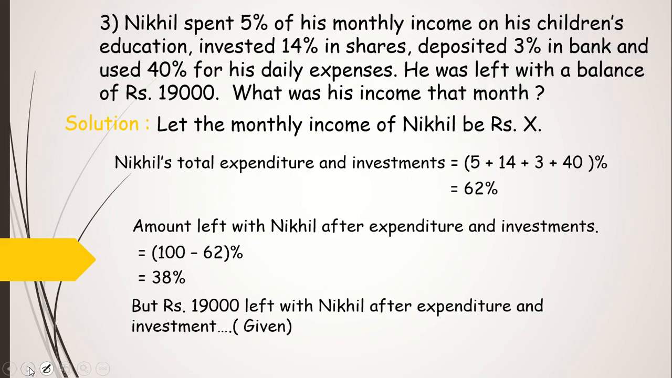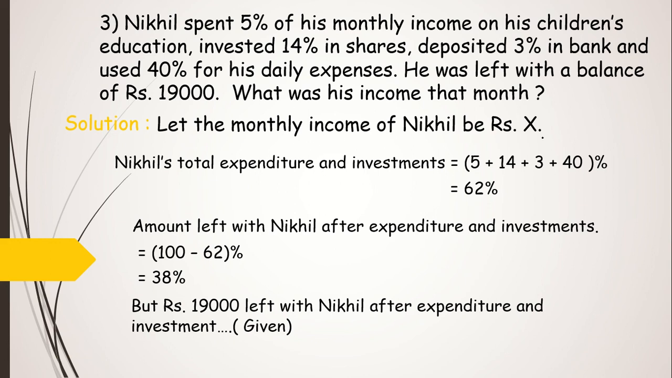Let us move on to the third problem. Nikhil spent 5% of his monthly income on his children's education, invested 14% in shares, deposited 3% in a bank, and used 40% for his daily expenses. He was left with a balance of rupees 19,000. What was his income that month? This is somewhat similar to the previous sum, the first sum that we did.